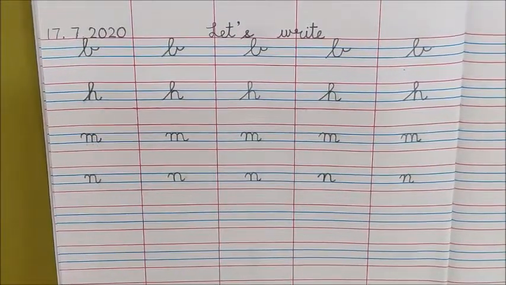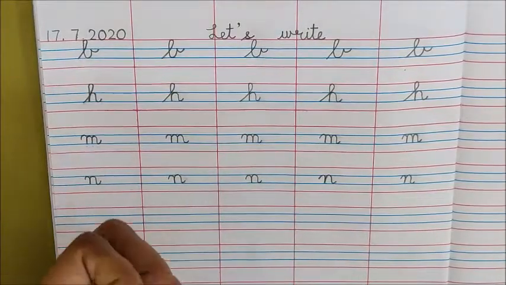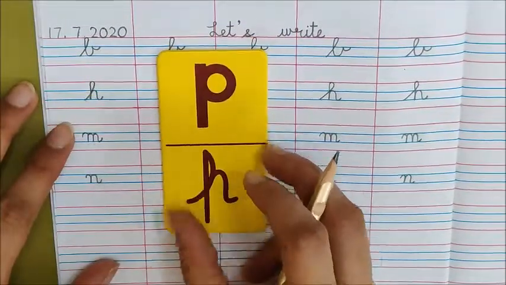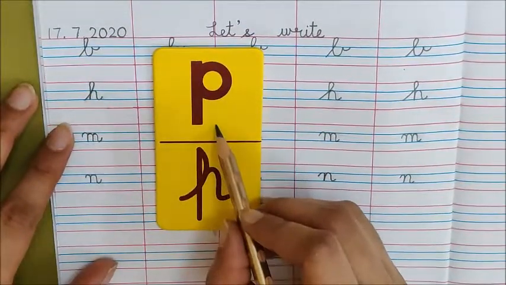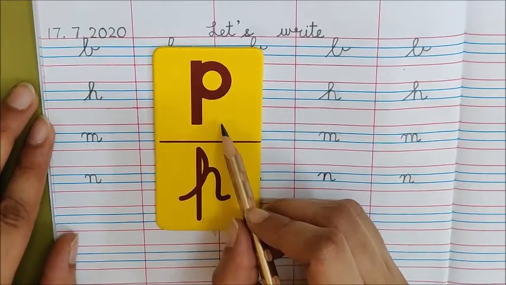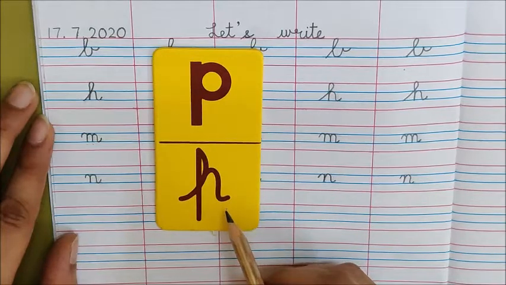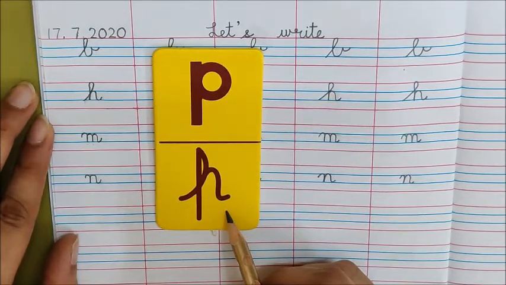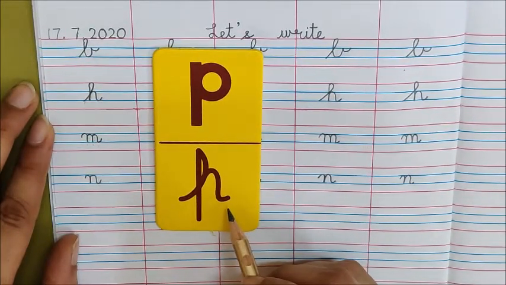Which letter has come, children? Oh, this is the letter. What is this letter, children? Yes, this is letter P. This is letter P in print and this is letter P in lowercase cursive. And what is the sound of letter P, children?